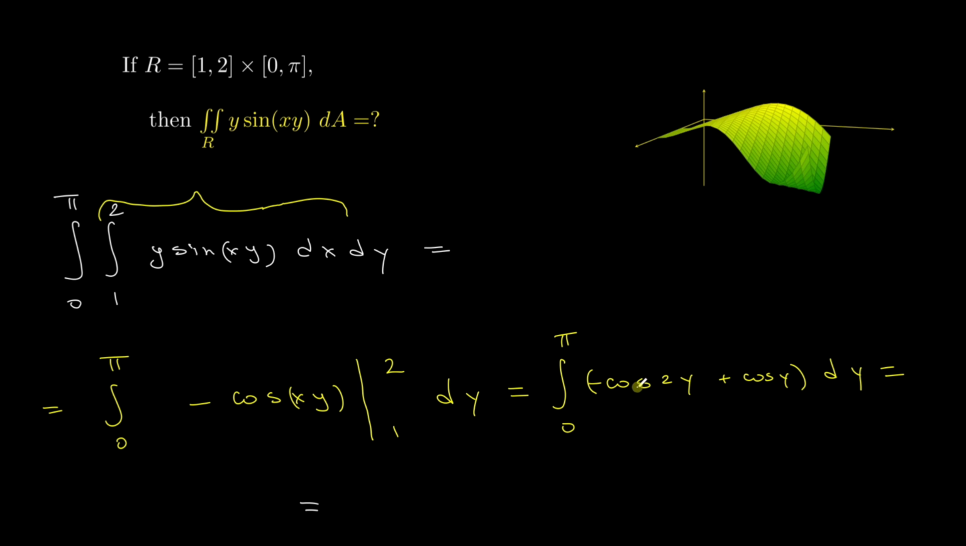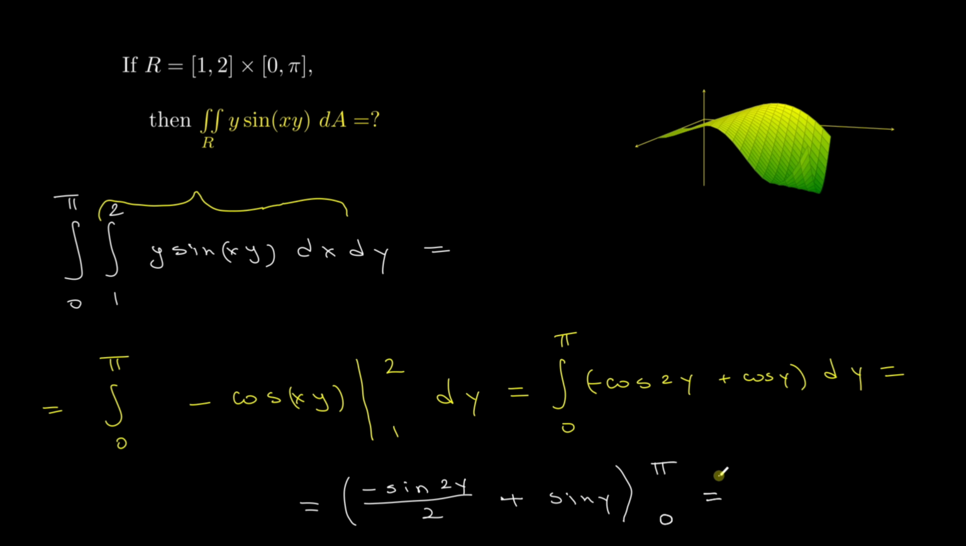The integral of negative cosine 2y is again negative sine 2y over 2. We have this 2 because of chain rule. When you take the derivative of sine 2y, you'll have extra 2 in front of it. So that's this extra. And then plus sine y. So the integral of cosine y is sine y. And that is from pi to 0.